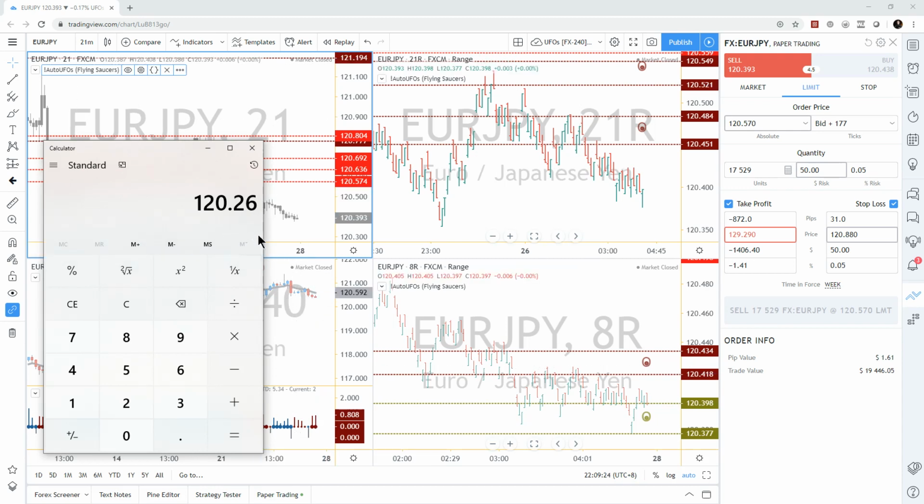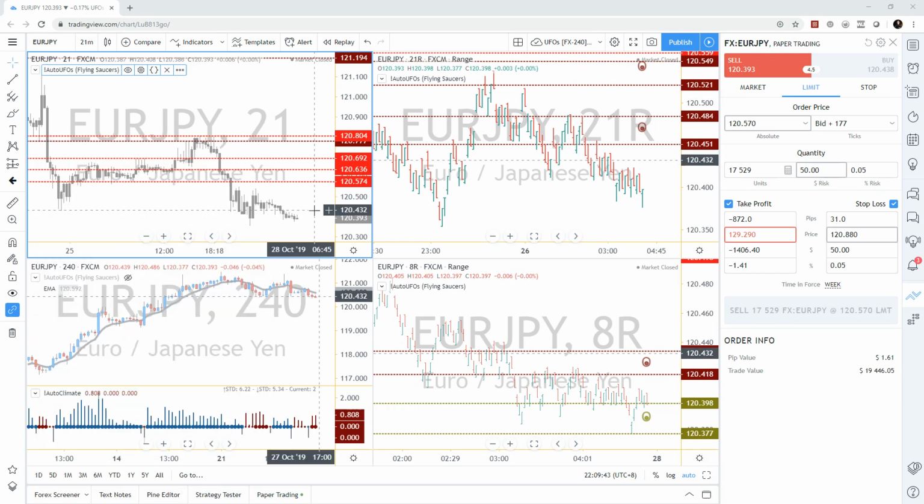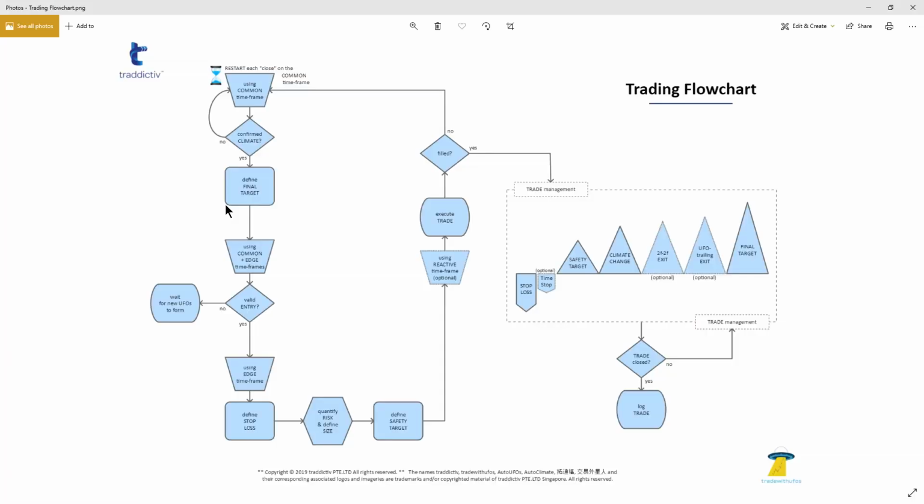My target, based on what we said before, will be 120.29. My target is supposed to be beyond the safety target. But the safety target happens to be below my final target. In other words, my final target is too close. In other words, this trade is not valid. This trade would not be able to be executed, and you would find out when you get to the safety target. And therefore you go back to the beginning and you apply the process to another currency pair.